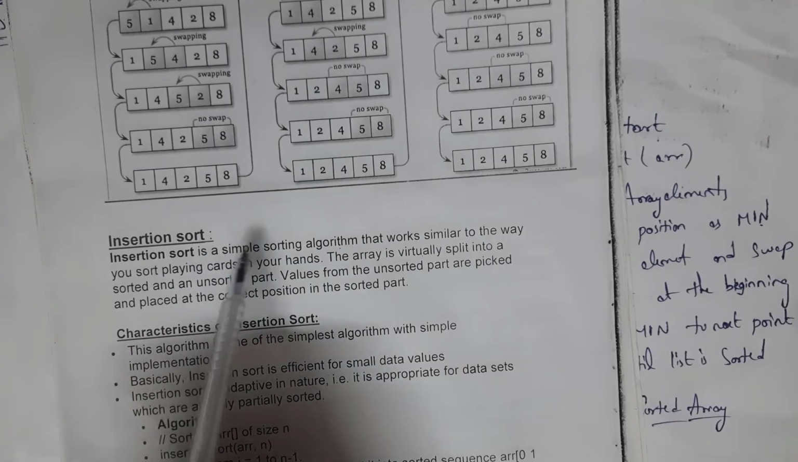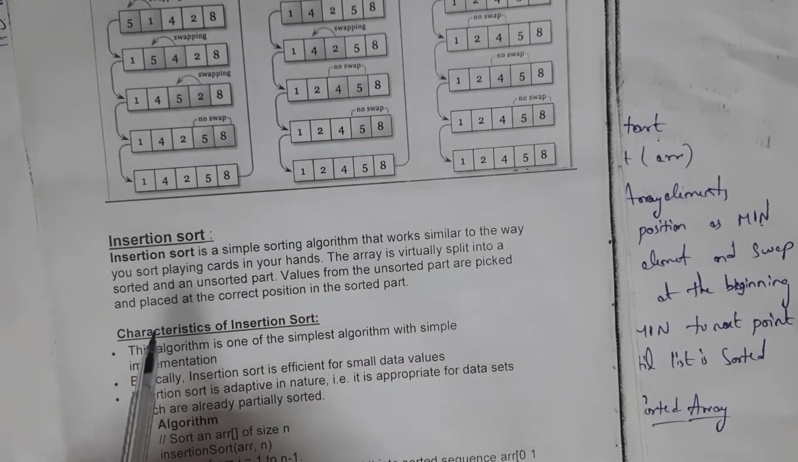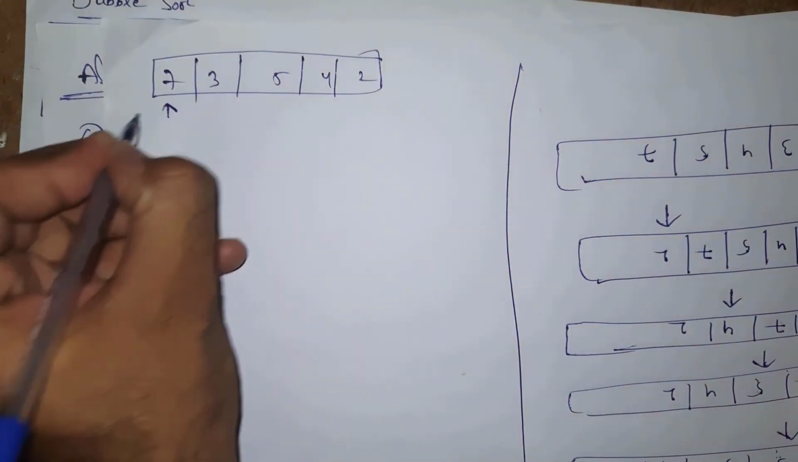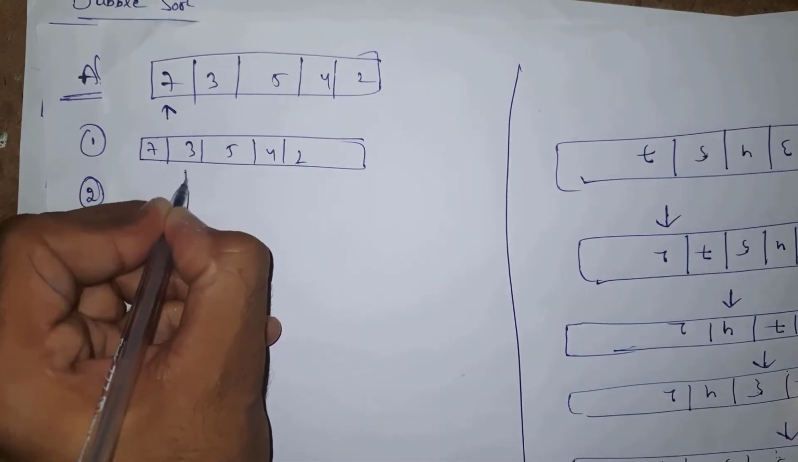Insertion sort is a simple sorting algorithm that works similar to the way you sort playing cards in your hands. This insertion sort works the same way as you sort playing cards in your hands. This is the unsorted array. Now we need to sort this array by using insertion sort. At first you need to place the cursor at the first position. After that move the cursor to the next position: 7, 3, 5, 4, 2. Move the cursor to the next position.